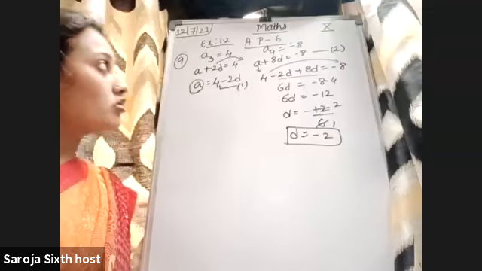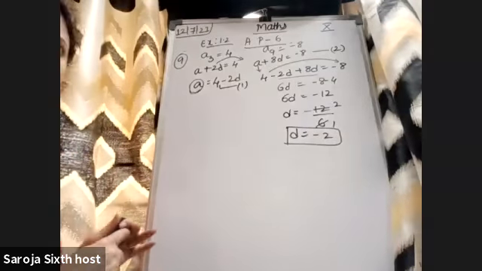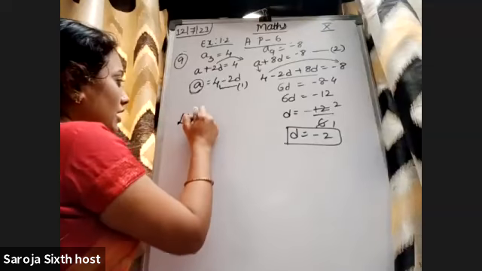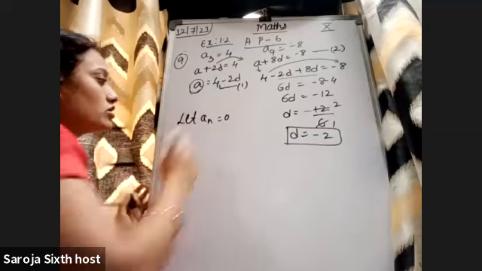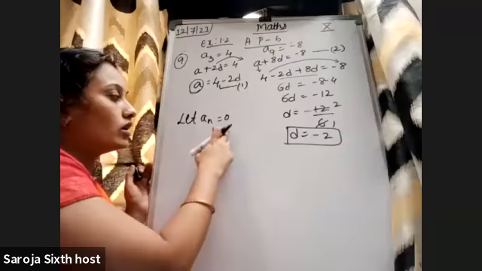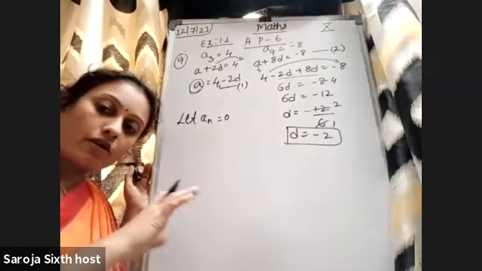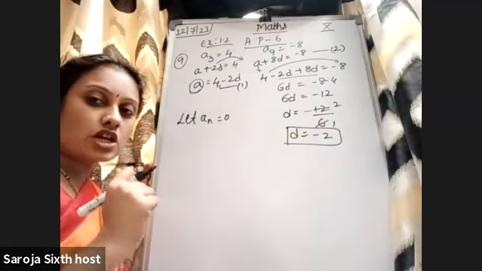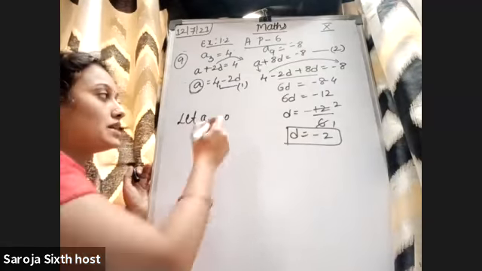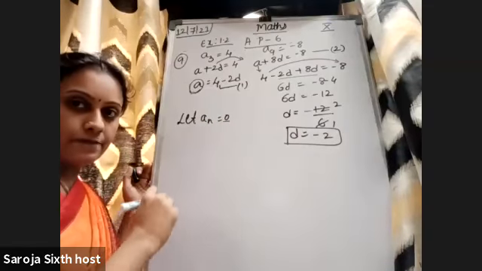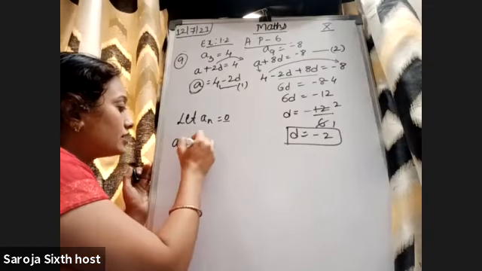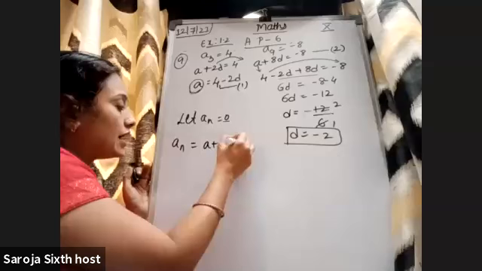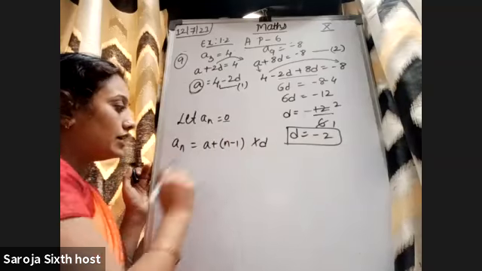Now what you should find out, we will consider let an is equal to 0. You should find out whether this 0 is present in this AP. Already it is given. So which term is 0? So I will consider this as an. Now an is equal to a plus n minus 1 into d.